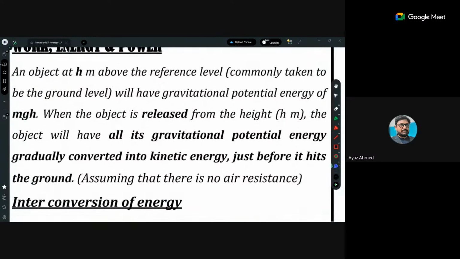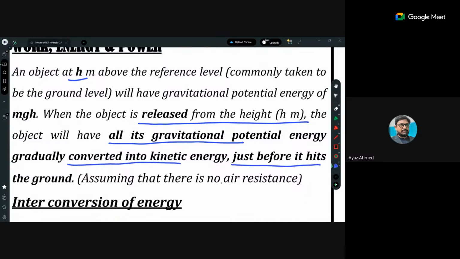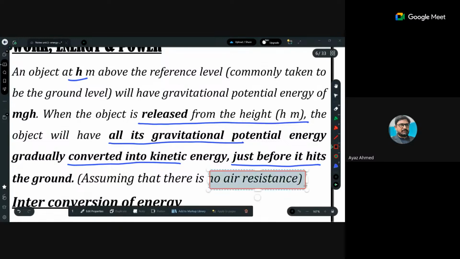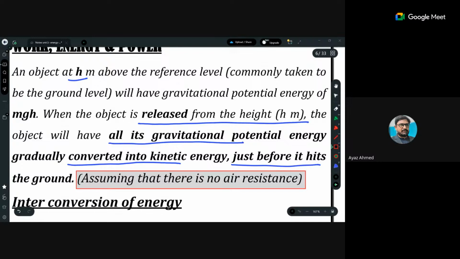This is very important. When an object is raised to a certain height h, it has gravitational potential energy, but when that object is released from that height, all of its gravitational potential energy will be gradually converted into kinetic energy just before it hits the ground. This is important: if there is no air resistance, then all of the potential energy which it possesses at height will be converted into kinetic energy. That's it.